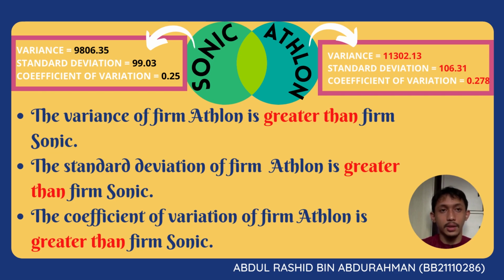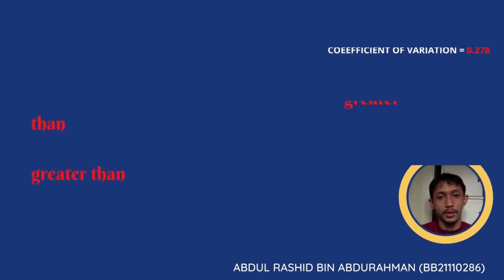The second one is standard deviation, where Athlon once again has a greater number than the firm Sonic, that is 106.21 for Athlon and 99.03 for Sonic. For the coefficient of variation, Athlon once again gets the higher number, that is 0.278 rather than 0.25 for Sonic.